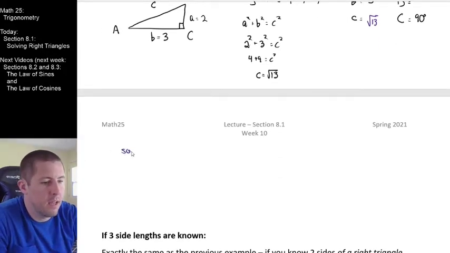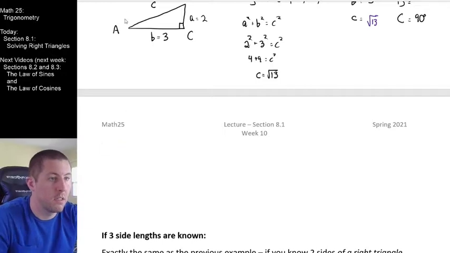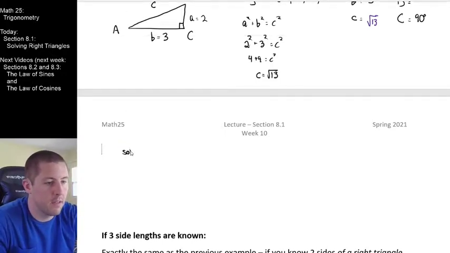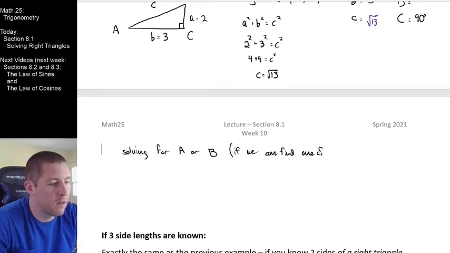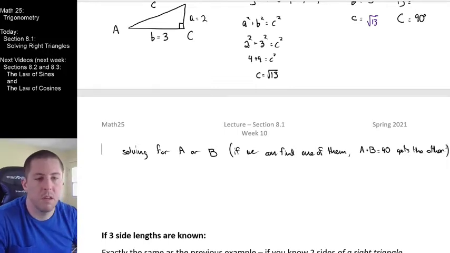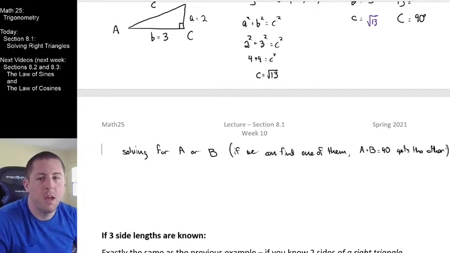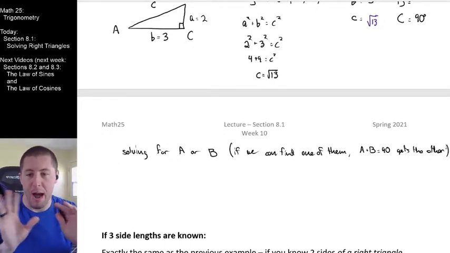So let's say solving. If we can find one, then A plus B equals 90 gets us the other one, right? So all I need to do is do the work to get one. So again, this is like our new topic of the day right here.